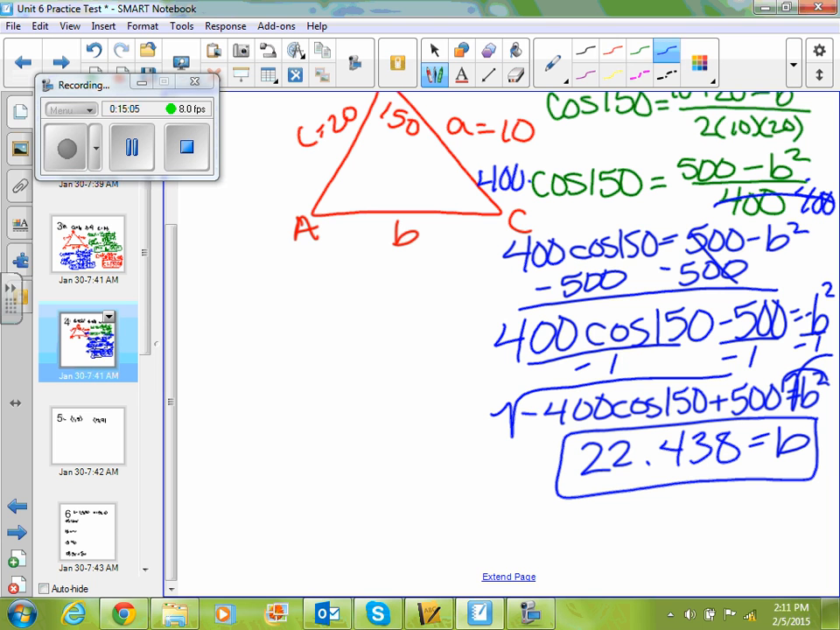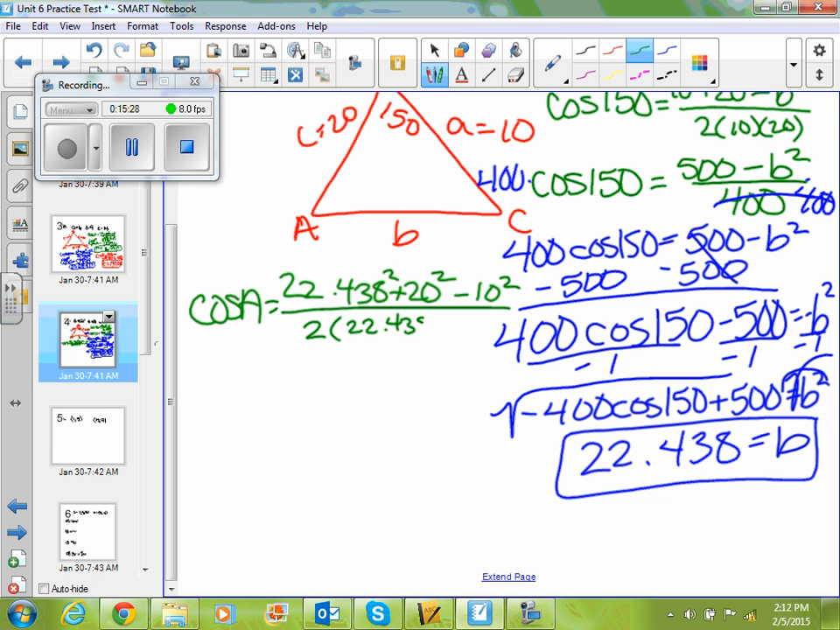So if I want to find cosine of A, then I can use all of my sides to find that. So cosine of A is B squared, which we just figured out is 22.438 squared, plus C squared, which is 20 squared, minus A squared, which is 10 squared, all divided by 2 times B, which is 22.438, times C, which is 20. Okay, if you put all this in your calculator and simplify, you get cosine of A equals 0.895.